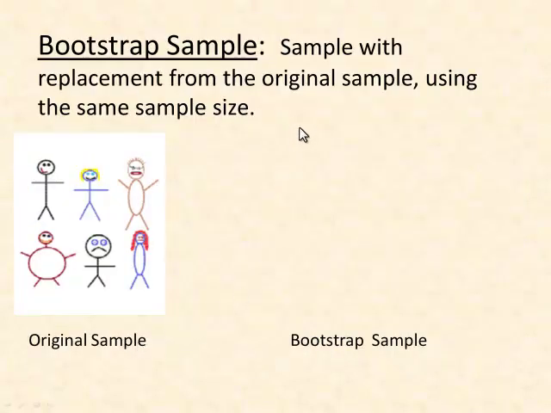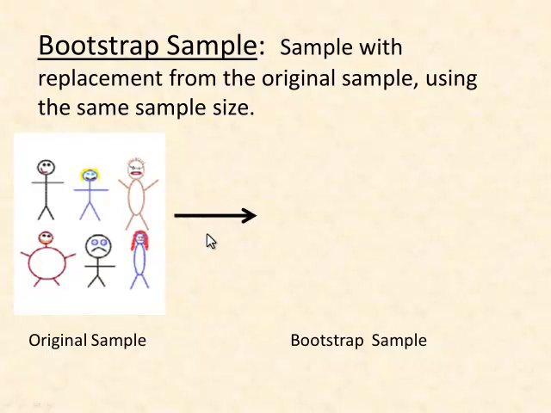We sample with replacement from the original sample, since each of these people represents many others in the possible population, using the same sample size, because we're estimating variability here, and sample size is key. So we're taking a sample of size 6 with replacement from this original sample.